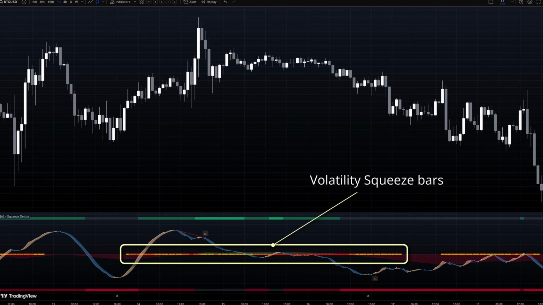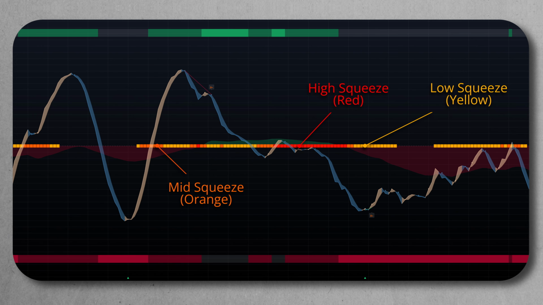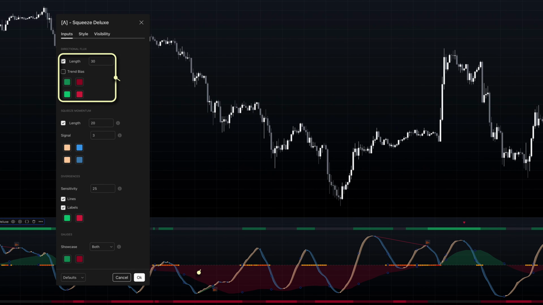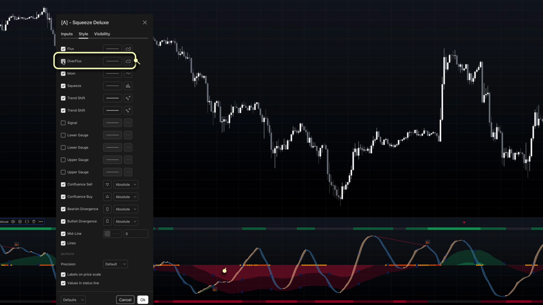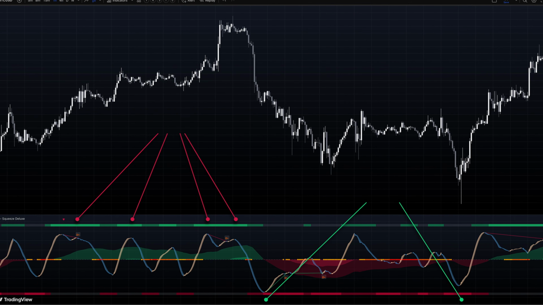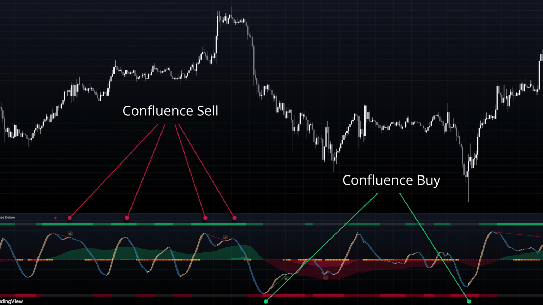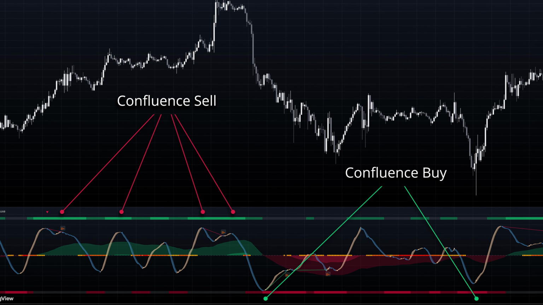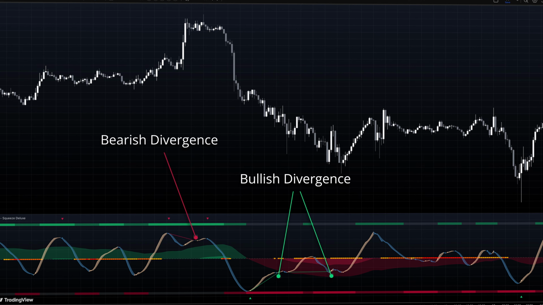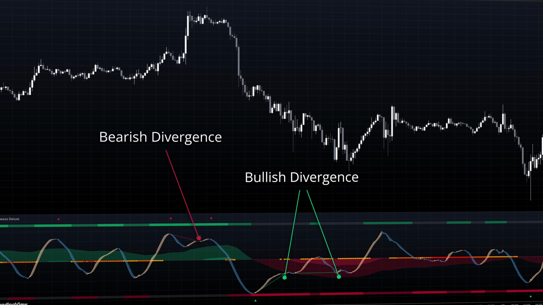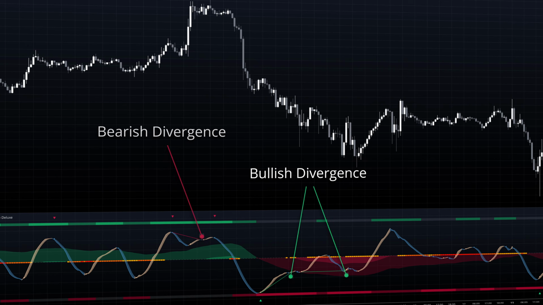The squeeze bars indicate low volatility periods when Bollinger Bands contract inside the Keltner channel. 3 squeeze intensity levels, low, normal, and high, help assess market pressure. Directional flux measures price volatility and sentiment, with an overflux feature signaling extreme conditions. Confluence gauges at the top and bottom of the chart visualize the interaction between momentum and directional flux. The indicator also detects real-time divergences between price and momentum, helping identify potential trend reversals as they develop.